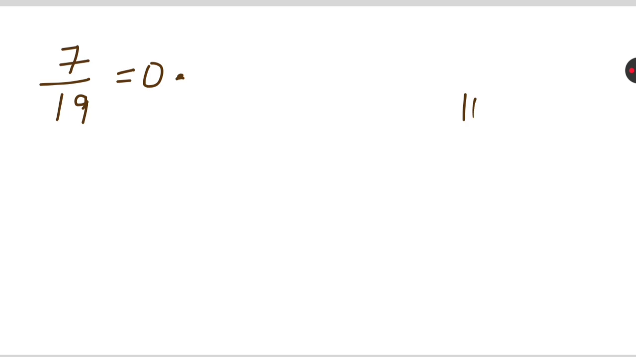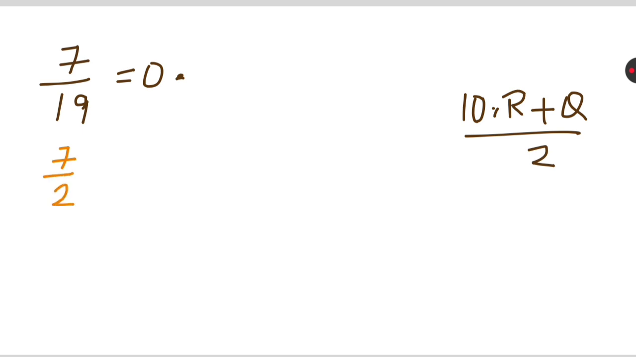So that is you have to do 10 times remainder plus quotient over 2. So this you have to follow. First you have to take the numerator. What we have? We have 7. Take the 7 and divide by 2. Then we are going to get quotient as 3. So 2 3s are 6. The remainder is 1. Isn't it?